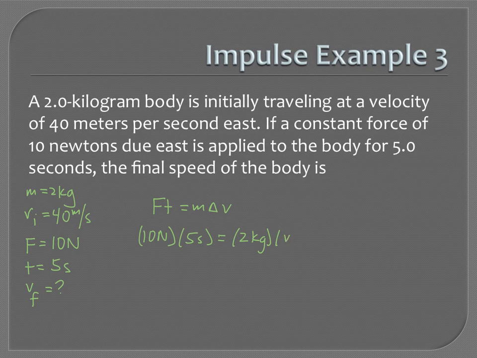So VF we're looking for, minus our VF, 40 meters per second, 50 over here, 2VF minus 80. Bring 80 to the other side, 130 equals 2VF. That means VF is equal to 65 meters per second. Did we go faster? Yes, we did.